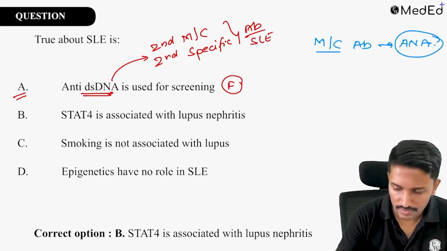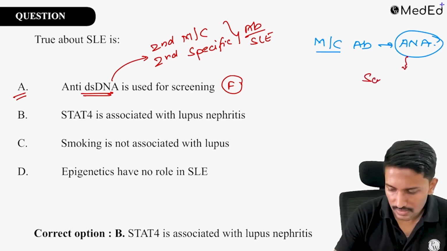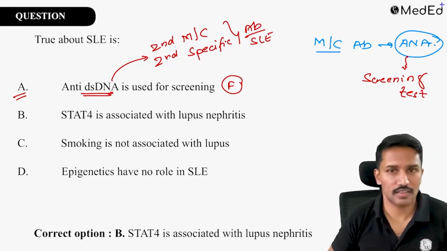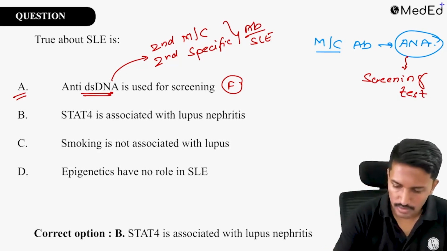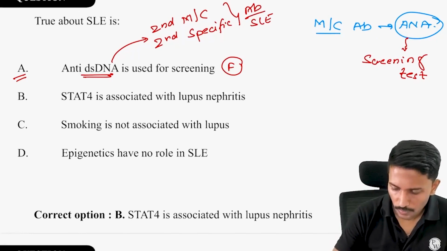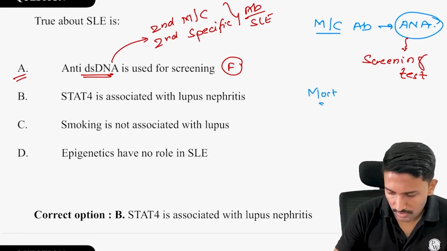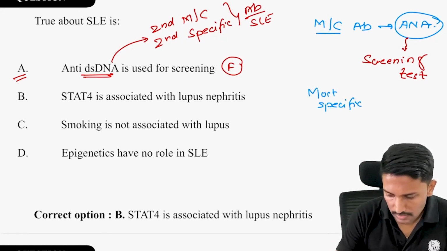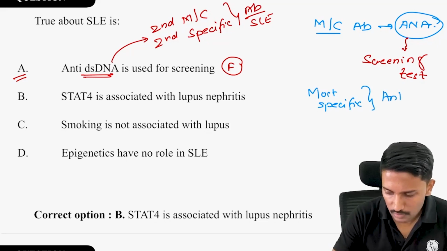And because of that, ANA is used as a screening test. ANA is used as a screening test, not the anti-dsDNA. Okay. Then also comes a question, what is the most specific antibody? The most specific antibody in SLE is going to be your anti-Smith antibody.